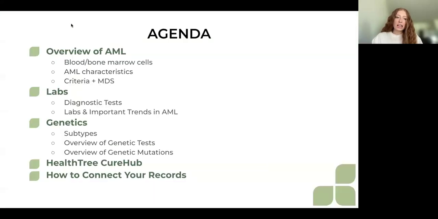So here's the agenda. I'm first going to give an overview of AML, what blood and bone marrow cells are like and why they're important in AML, and then AML characteristics, the criteria, and then a little bit about MDS, and then we'll jump into labs and genetics, the tests that doctors will use, and then important labs and trends to look out for. And then after that, I'll talk about Cure Hub and how awesome Cure Hub is, and then how to connect your records to Cure Hub.